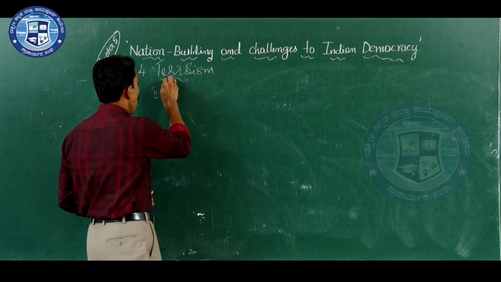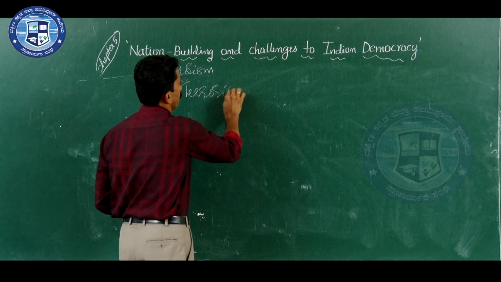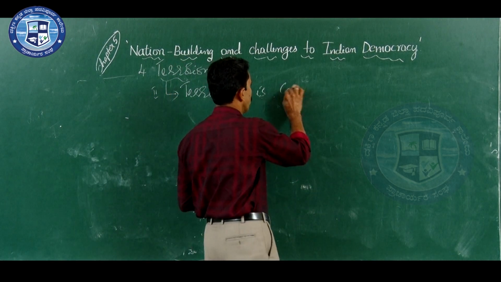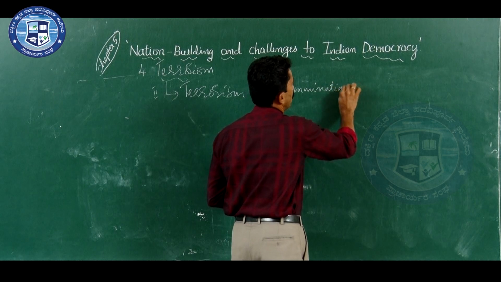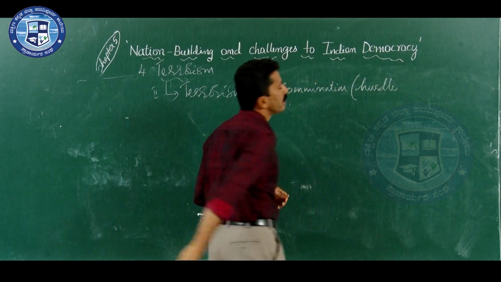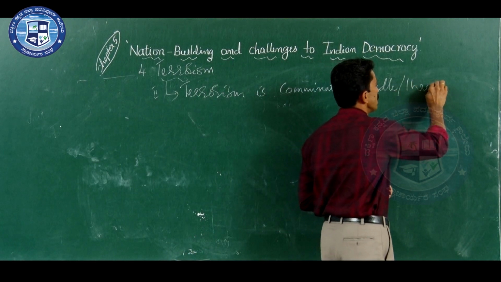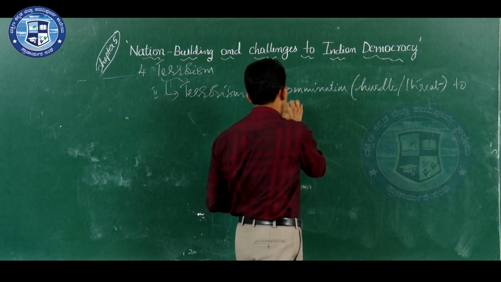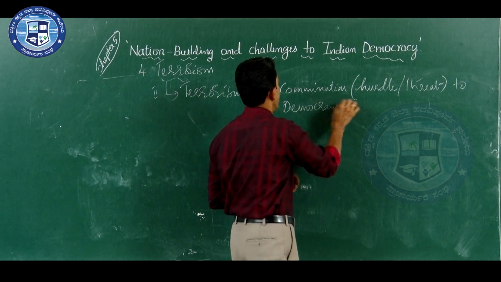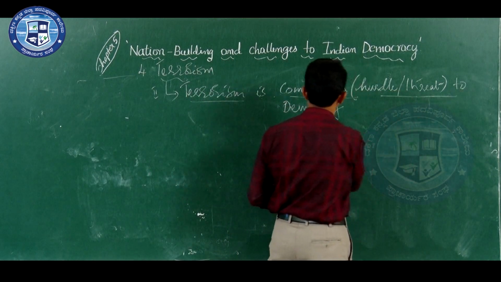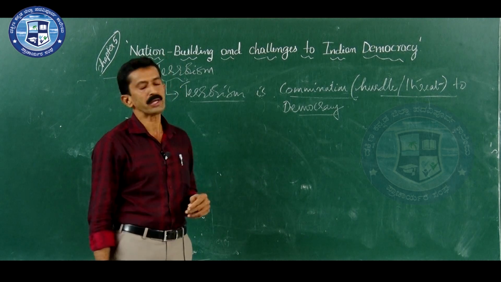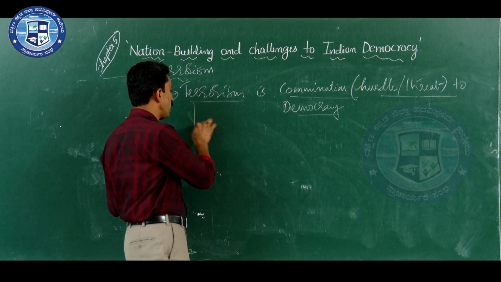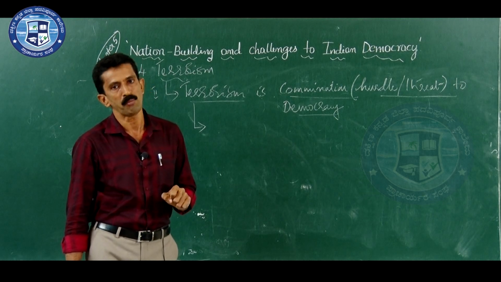The second aspect is how terrorism is also considered a hurdle, or a threat, to democracy. So, how is terrorism a hurdle or a threat to democracy? We have to assess some of the important points to show how terrorism becomes a hurdle to democracy.